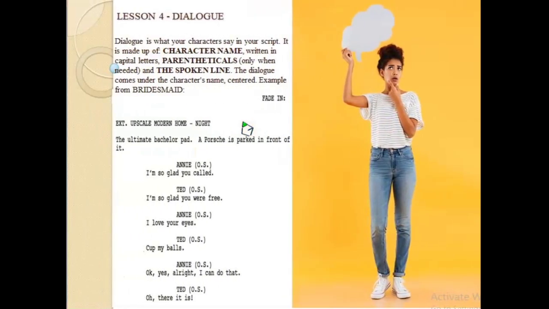Dialogue is what your characters say in your script. It is made up of the character name, written in capital letters, parentheticals only when needed, and the spoken line. The dialogue comes under the character's name, centered. Example from Bridesmaids: fade in.